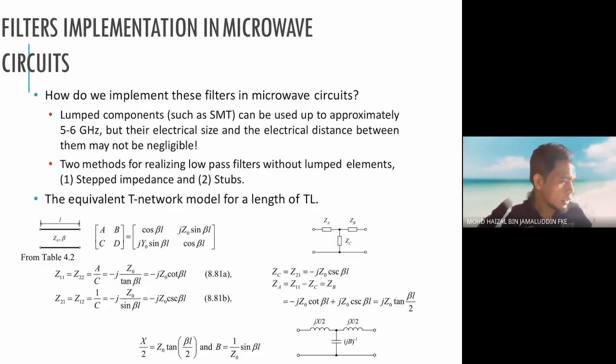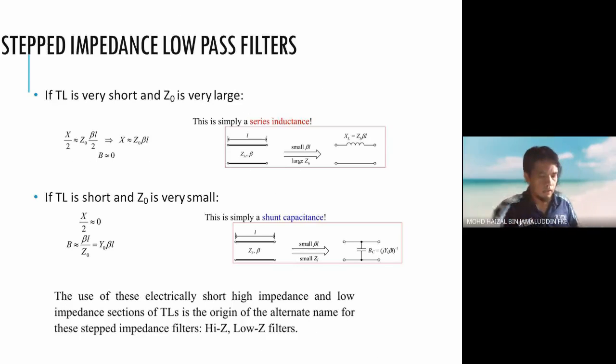Basically, in order to get the step impedance filter design, we use the T network using the ABCD matrix. And from that, we got the Z11, Z12, Z22, and Z12. From the derivation in the microwave filter section in the microwave engineering book, after some derivation, which I'm not showing, X/2 is equivalent to Z0 tan(βL/2), and we got X equivalent to Z0 sin(βL).